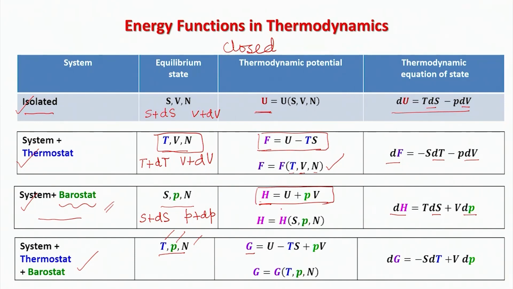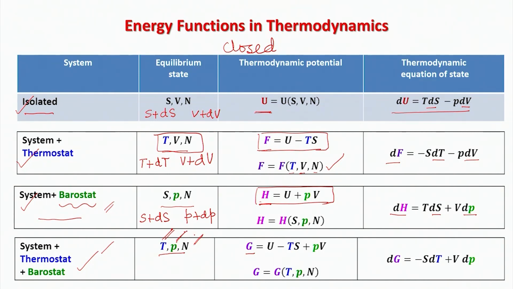Now, if I talk about the system in thermal equilibrium with a thermostat and in mechanical equilibrium with a barostat, then a given equilibrium state is characterized by a given value of temperature, a given value of pressure, and anyway for a closed system the number of particles is constant.